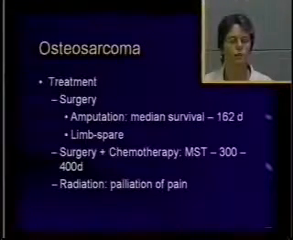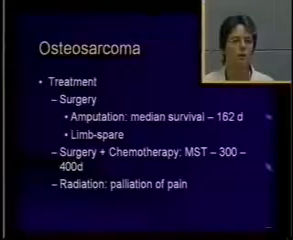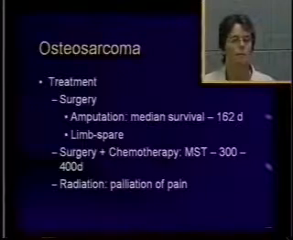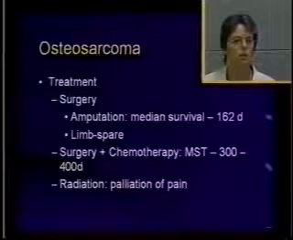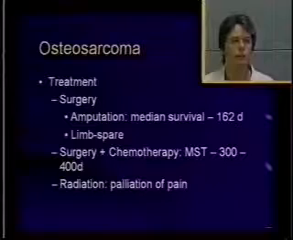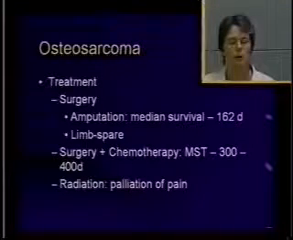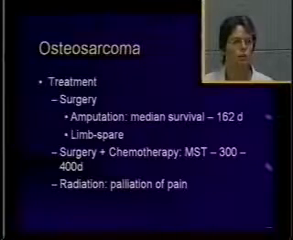Treatment recommendations for osteosarcoma. Primarily, we talk about amputation. Some people will consider limb spare procedures if the tumor is located, for example, in the distal radius. The proximal humerus is not really a great site for a limb spare, so most of the time with those patients, you're generally thinking about amputation. Amputation or limb spare alone results in a median survival of 162 days. If you add chemotherapy, depending on which chemotherapy protocol you add and which research protocol you look at, the median survival time increases to somewhere around 300 to 400 days.